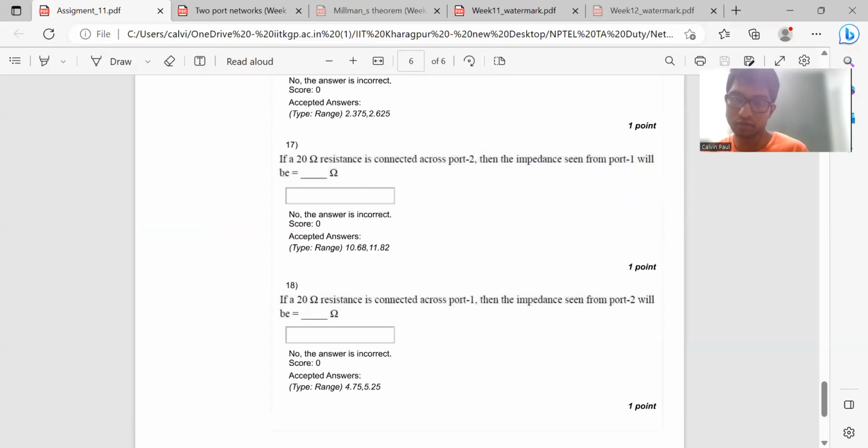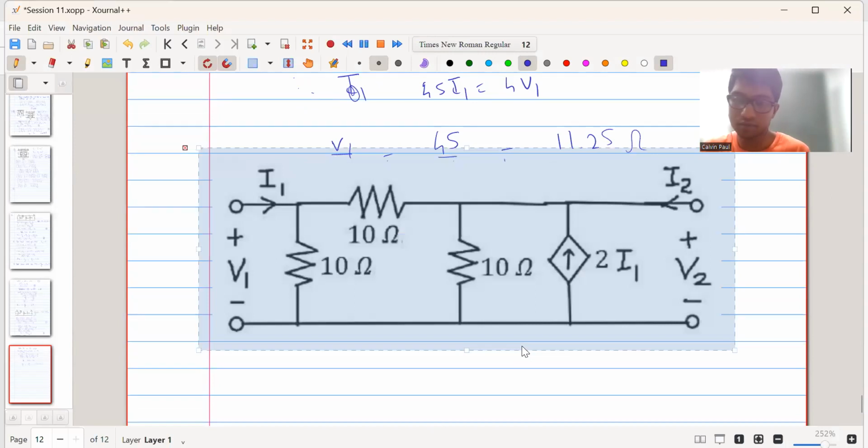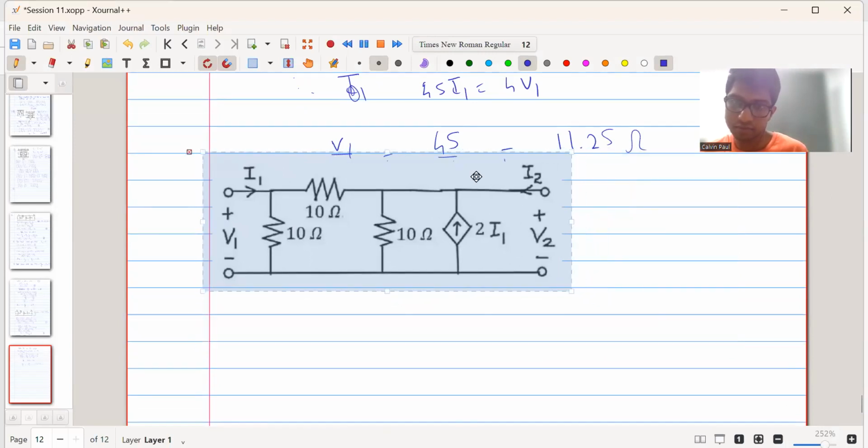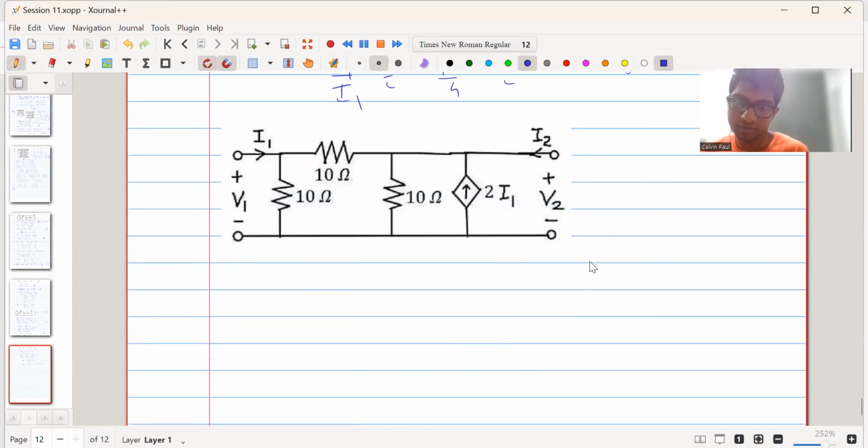Now we will do the opposite. What we will do is connect a 20 ohm resistor across port 1. Let us see. We will connect the 20 ohm resistor. So we know when we connect this 20 ohm resistor, we get V1 equal to minus 20 into I1. This is the value we get. So we will substitute this V1 equal to minus 20 I1 in equations A and B.